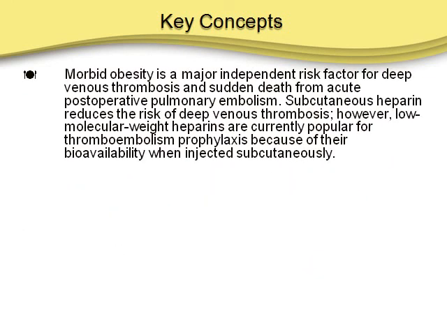Morbid obesity is a major independent risk factor for deep vein thrombosis and sudden death from acute postoperative pulmonary embolism. Subcutaneous heparin reduces the risk of deep venous thrombosis. However, low molecular weight heparins are currently popular for thromboembolism prophylaxis because of their bioavailability when injected subcutaneously.